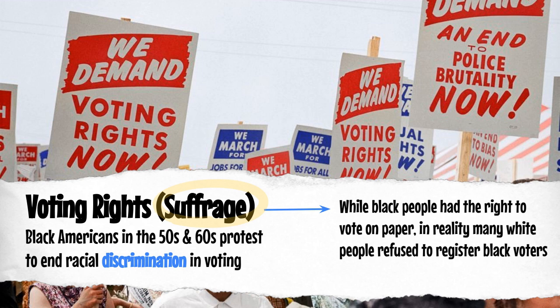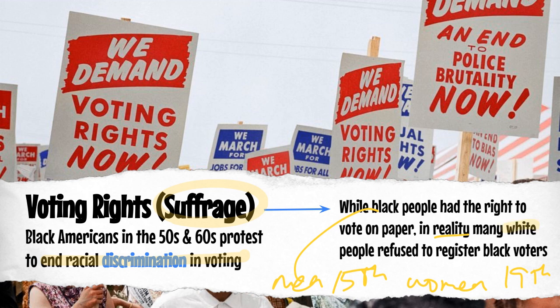So during this time period, you see Black people protesting to end racial discrimination in voting, which was a huge problem during this time period. And we want to remember that, just because people have the right to vote on paper, the reality is much different. So Black men got the right to vote with the 15th Amendment, and women got the right to vote with the 19th Amendment. But even though, again, that's on paper, that wasn't the reality.